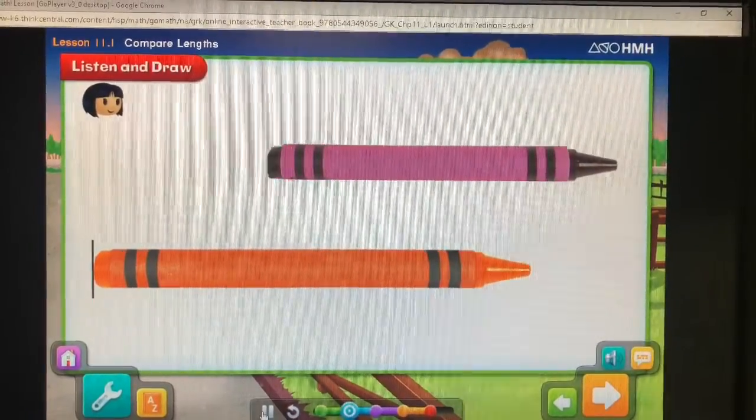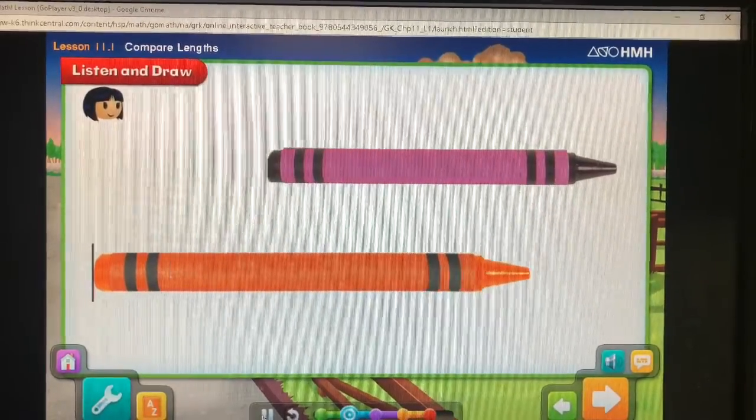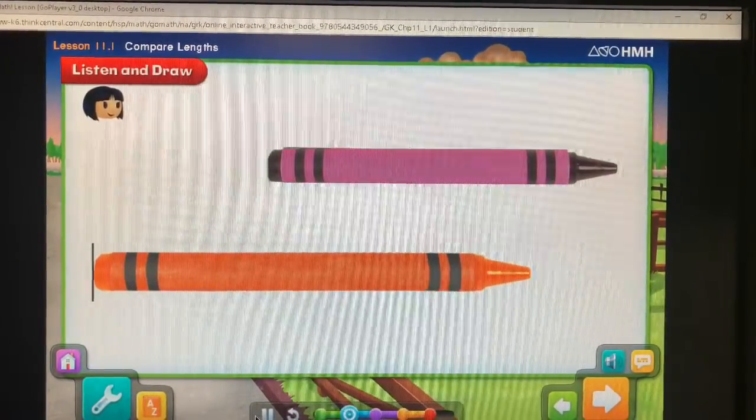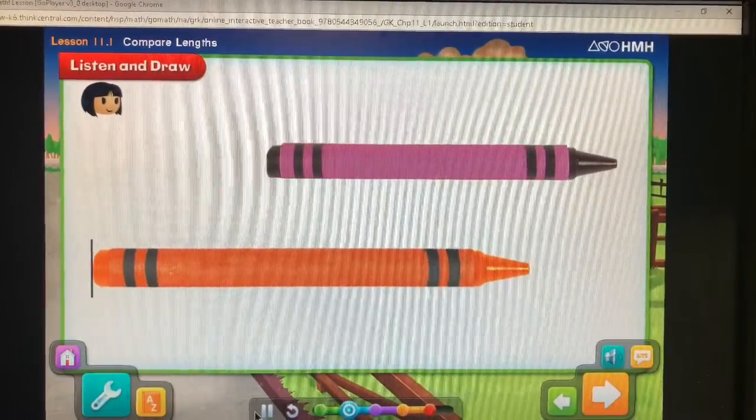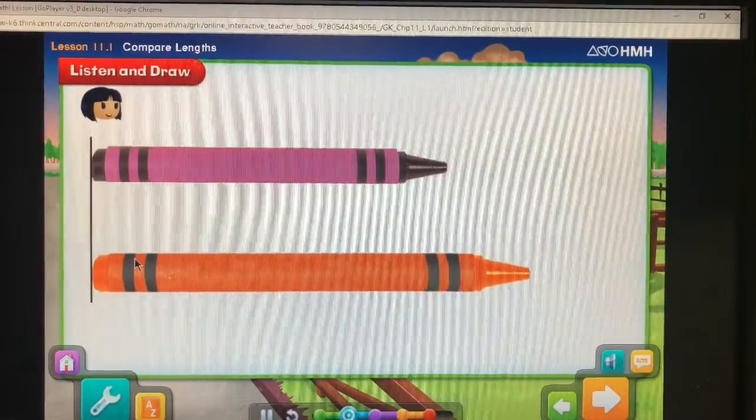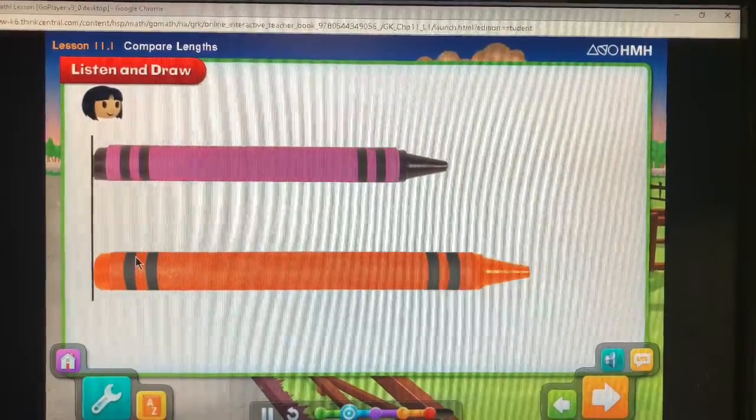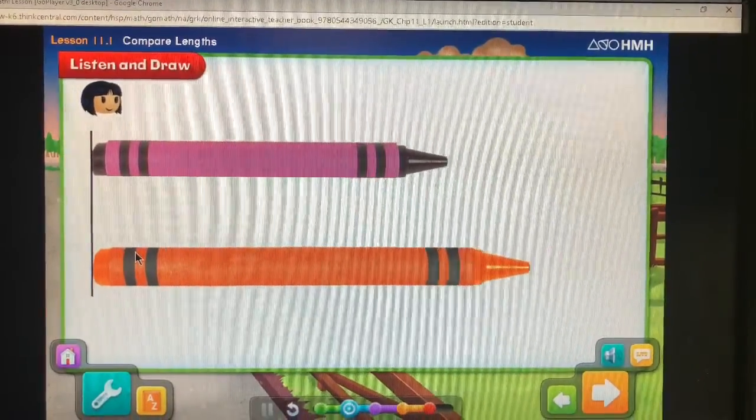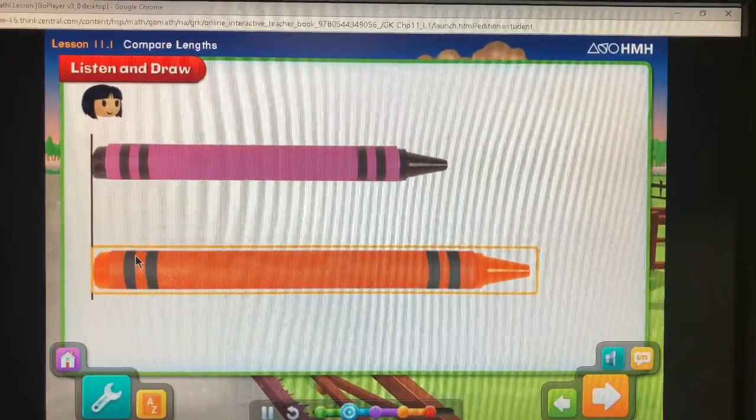Ling has 2 crayons. How can she find out if one is longer or shorter than the other? Could the crayons be the same length? To compare lengths, you have to line up the ends of the objects at the same place. Now the crayons are lined up at the same place. Look at the other ends of the crayons to see which one is longer. The longer crayon is the crayon that sticks out farther than the other.